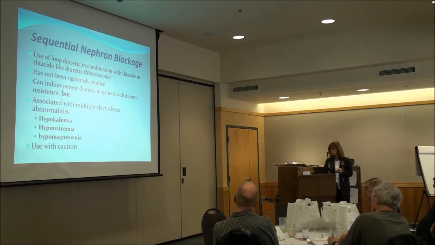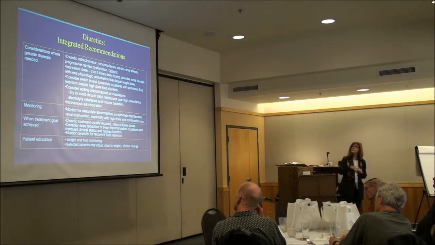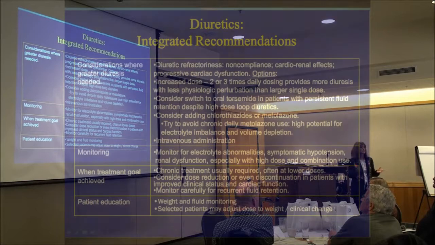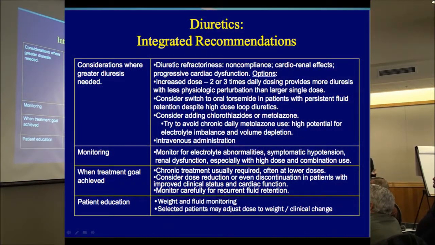Use it with caution. So what are the integrated recommendations for diuresis? When you see your patient for the first time with congestion, start loop diuretics. Let's say furosemide 40 milligrams didn't help. You can first increase your loop diuretics, but don't double a single dose; rather, divide the dose in 2 or 3 times a day. Studies have shown that this is much more physiologic and much more effective than one large dose.